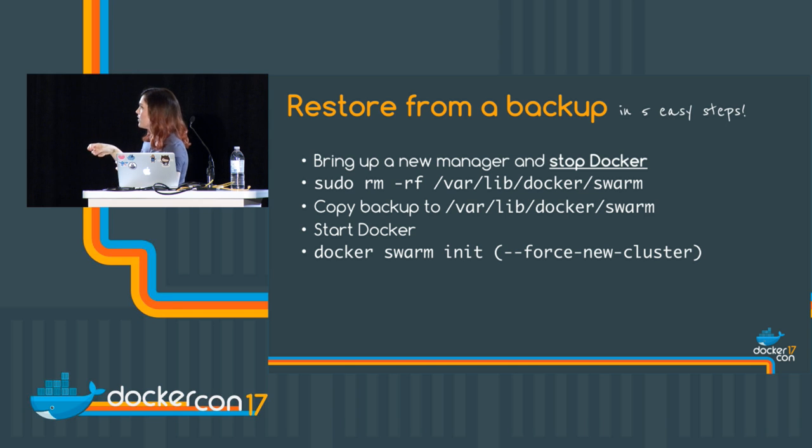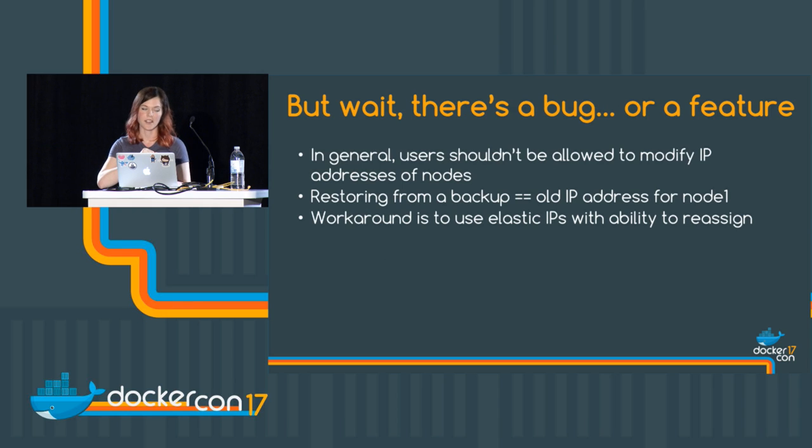Copy your backup into /var/lib/docker/swarm, start Docker, and then you can do a docker swarm init just like when you lost quorum, and you can use --force-new-cluster. I have it in parentheses because just yesterday, or maybe the day before, I found what is arguably a bug, but arguably also a feature, in this recovery process. If you have a backup, the metadata for your nodes has the IP address of the leader. In general, you should not be monkeying around with the IP addresses of your nodes, and in fact it's expressly forbidden in the context of Swarm.